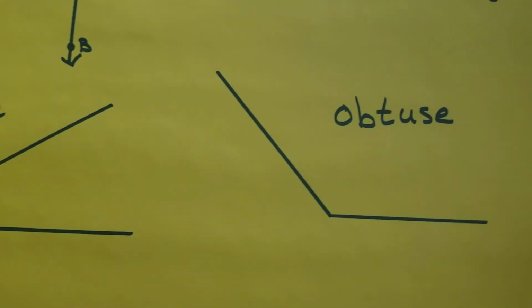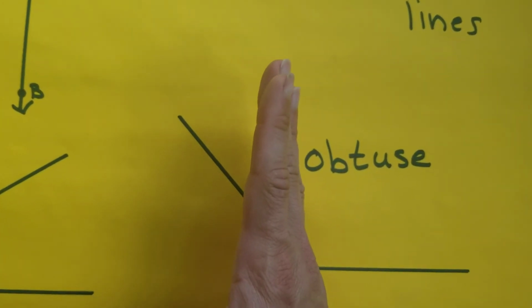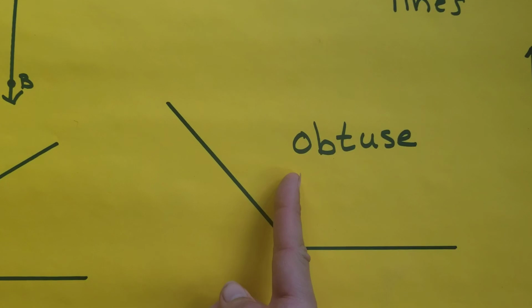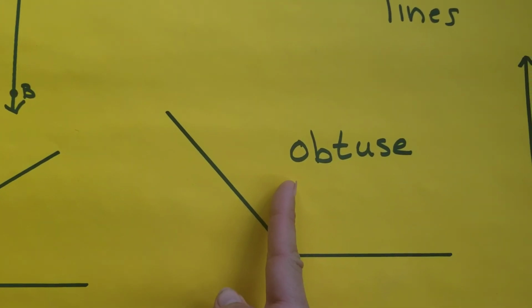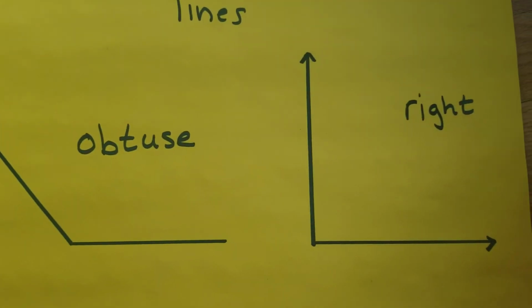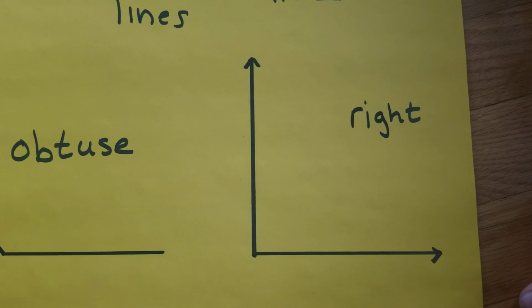Then I have an obtuse angle. An obtuse angle is greater than 90. Again, I'll put my hand there. You can sort of see where this would be 90. And so this is obtuse because it's bigger than 90. And then my last angle is the right angle. And the right angle is exactly at 90 degrees.